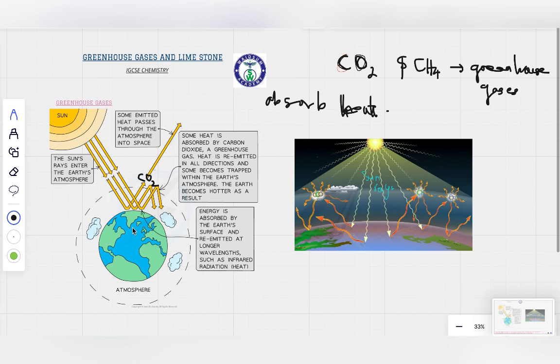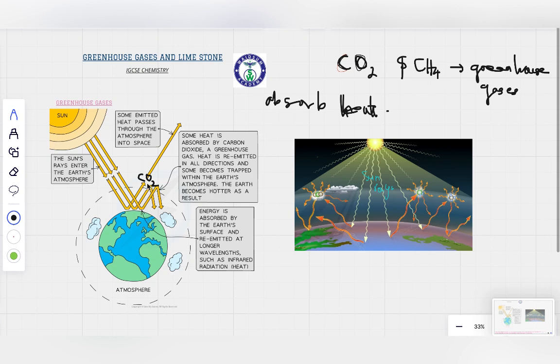But only some of them were able to escape into outer space. The majority of them have been trapped by the CO2 and methane gases in our atmosphere. Some heat is absorbed by carbon dioxide, which is a greenhouse gas. The heat is re-emitted in all directions, and some becomes trapped within the Earth's atmosphere.